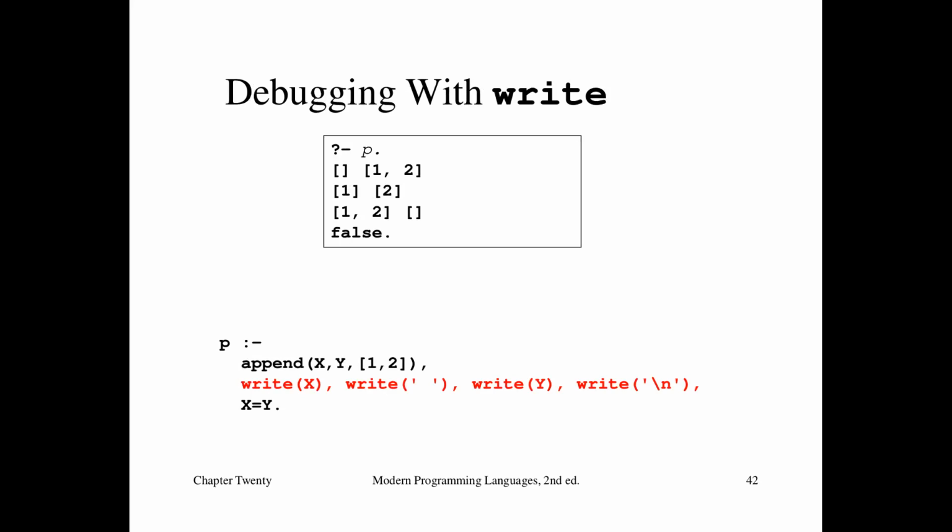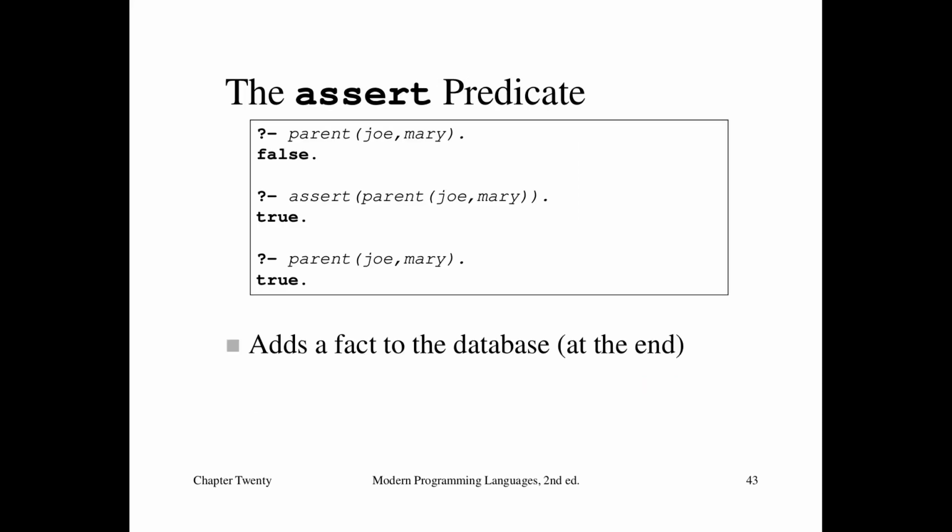We can also use write to help us debug. So if you are working on the definition of a rule, you can use write to show each of the individual steps if you need to. We also have the assert predicate.